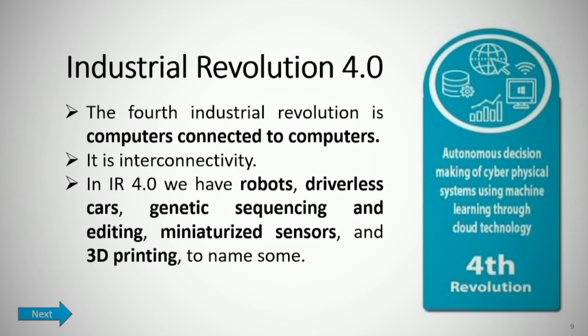So in IR 4.0, we have robots, driverless cars, genetic sequencing and editing, miniaturized sensors, and 3D printing, to name some. Of course, if a child likes to use technologies at an early age, there is a possibility that they know how to create or produce works that others cannot produce. Like for example, children who are 4 years old, 5 years old and up. So you have noticed that they know how to use technologies. Of course, you guide them in the right way that would not cause harm to your children.